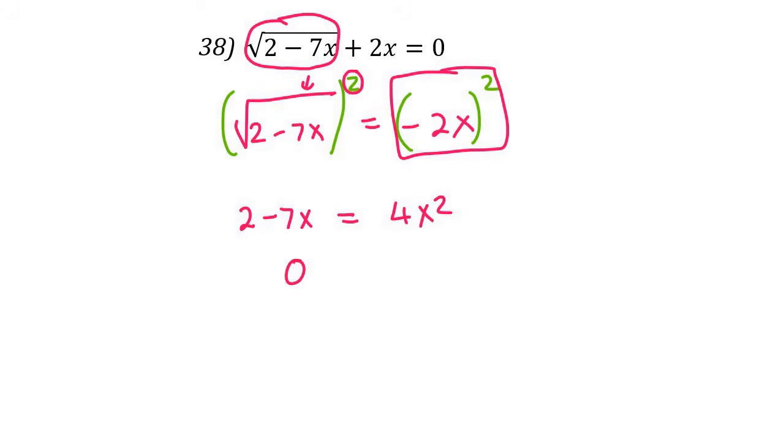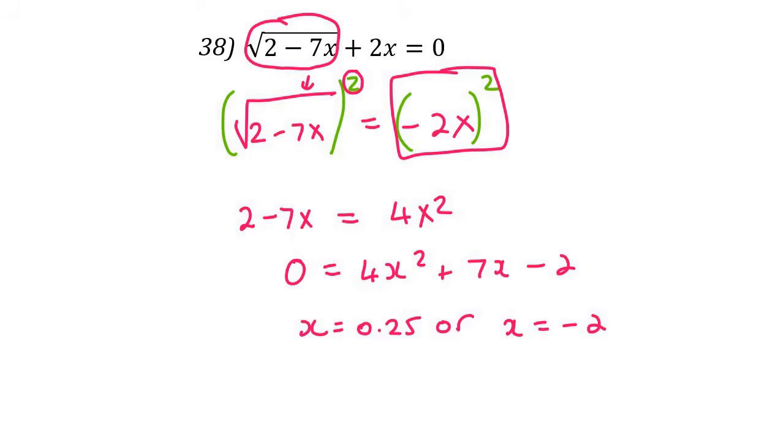Now it's easy. You just take everything to the one side. So I'm going to take everything to the right. And then we solve using the quadratic formula, or you can try factorize if you're brave. Oh, this one can actually factorize, but anyways, x would equal 0.25, or x would equal negative 2. If you did want to use factorizing, it would have gone 4x minus 1 and x plus 2. Okay, but you would still get the same answer.